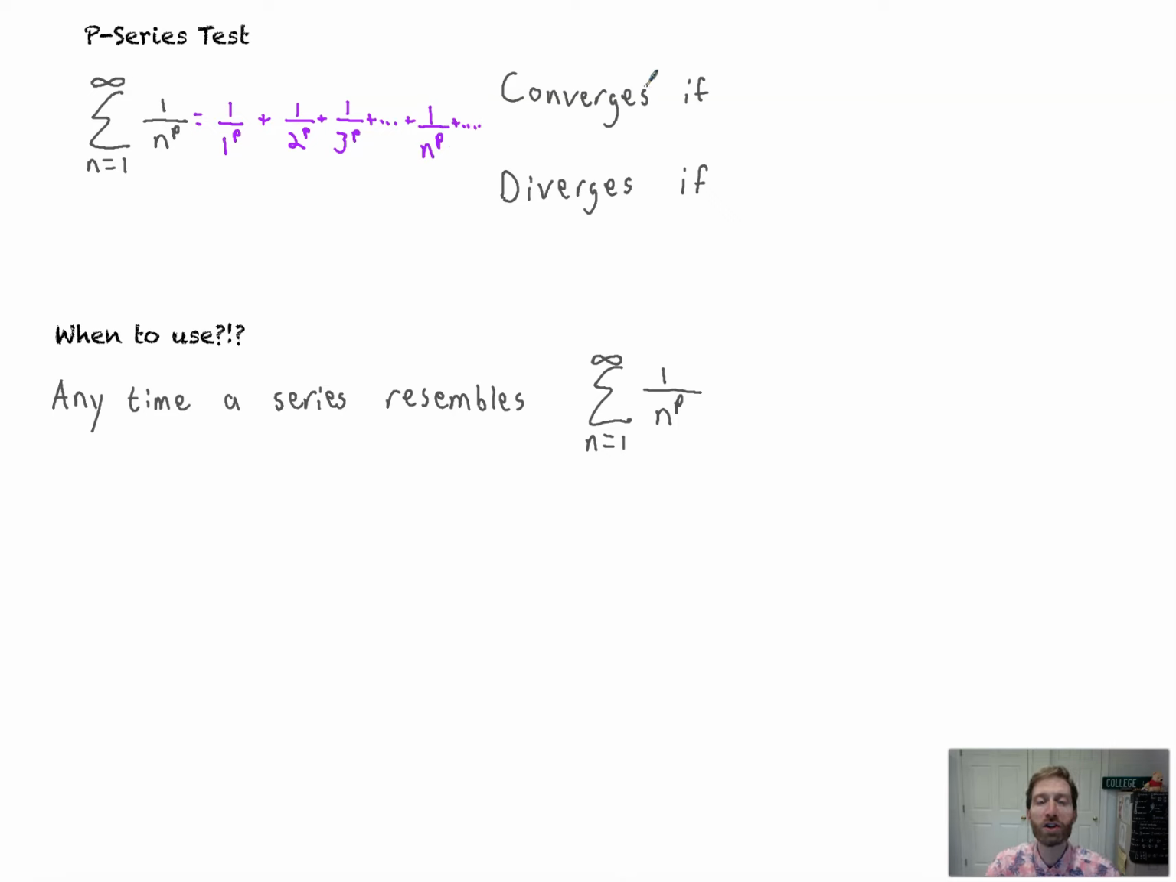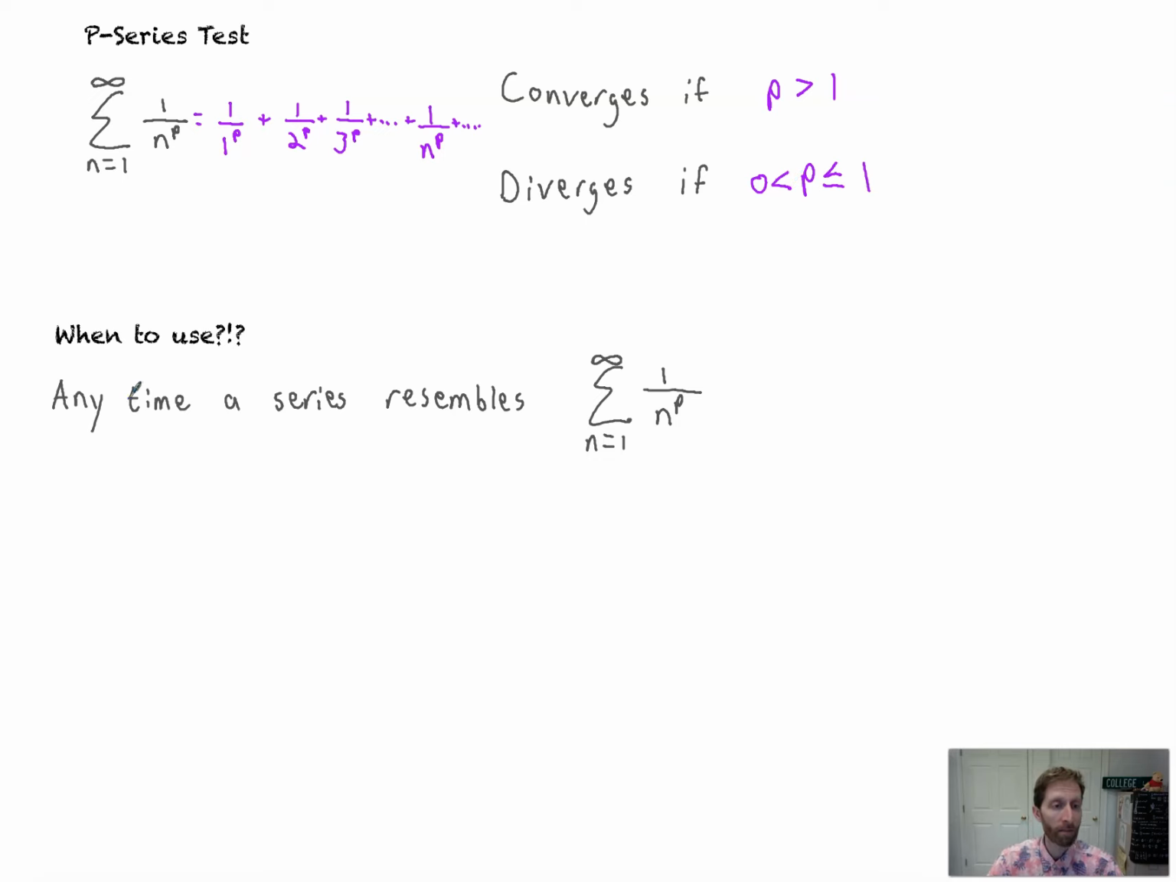So when does it converge? Dude, it's super simple. It converges if and only if p is, you ready for this? Greater than 1. That's it. And it diverges if p is less than or equal to 1. Technically, a p-series is only if it's greater than 0. So you're going to see this in a lot of textbooks, but just think of it as less than or equal to 1. And we'll go over why that makes a lot of sense. But first, we're going to go over how to use it and when to use it.